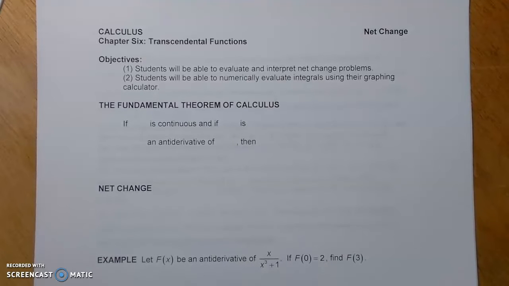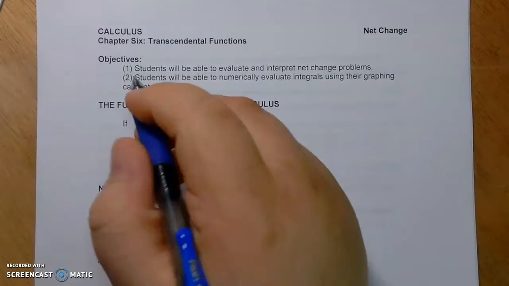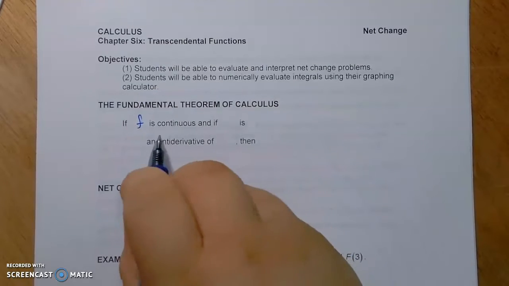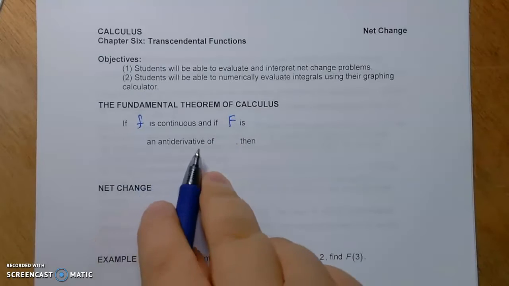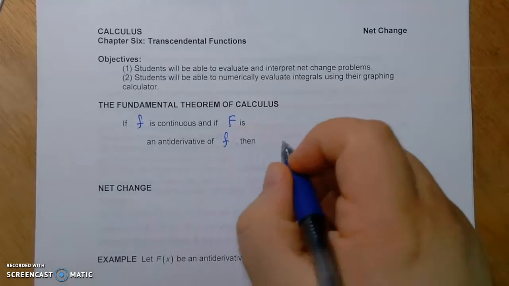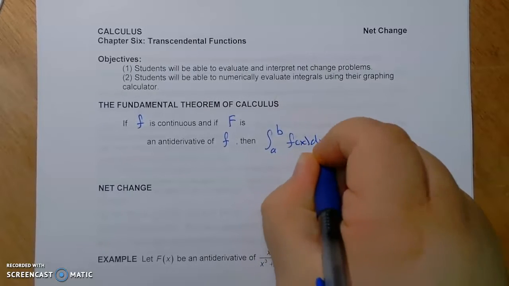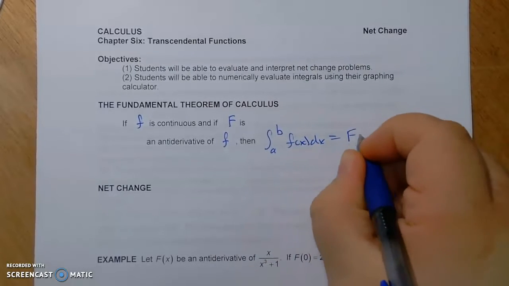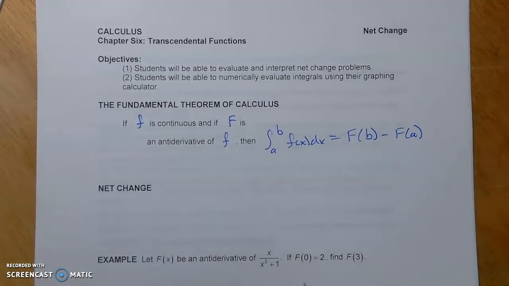Alright, today we're going to be looking at net change and how that relates to integrals and the fundamental theorem of calculus and everything like that. So, first let's remind ourselves of what the fundamental theorem of calculus is. If little f is continuous and if big F is the antiderivative of little f, then the integral from a to b of f of x dx is big F of b minus big F of a.